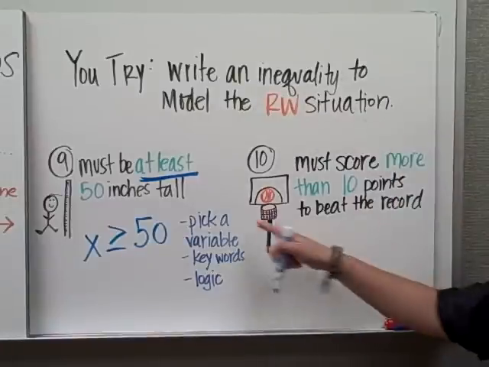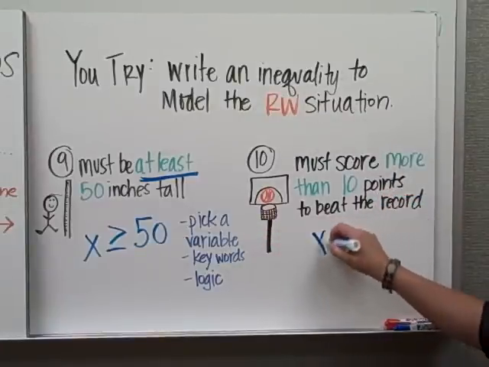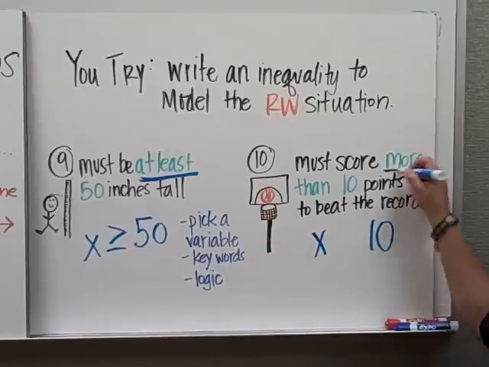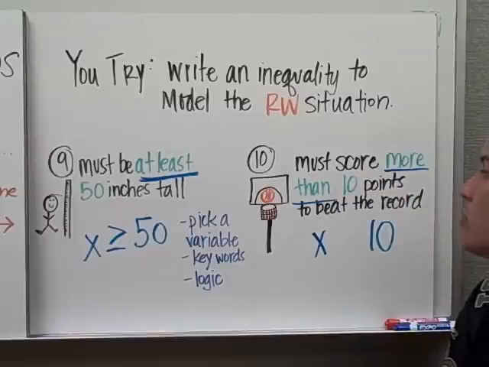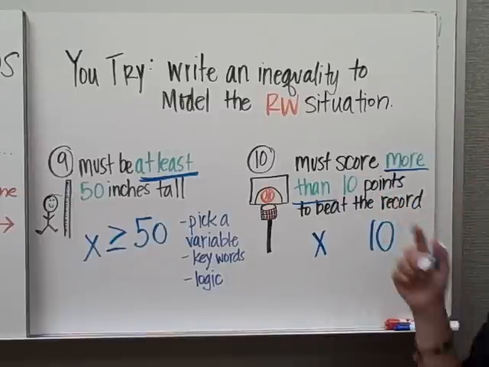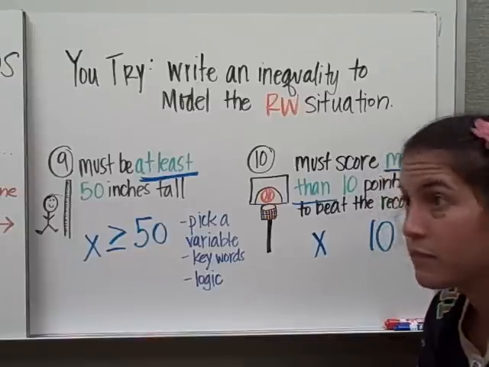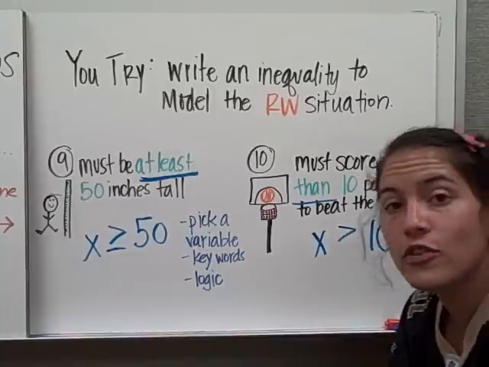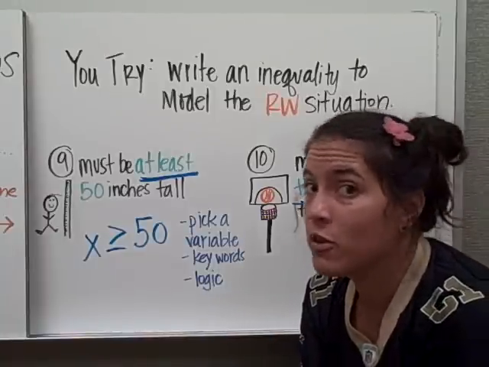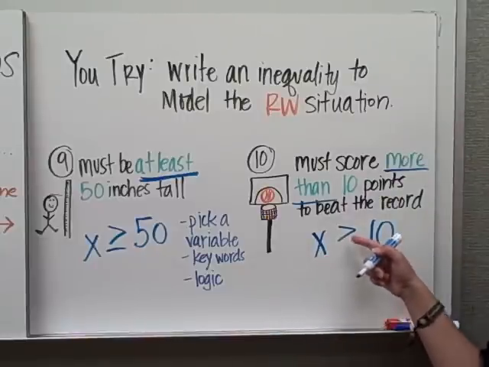Number 10, let's pick a variable. You could do P for points, but I'm just going to use X. And we know that it's 10. Now let's look for keywords. More than. That one's pretty straightforward. Let's use some logic. You're trying to beat the record. How many points do you need to score? More than 10. If you score 10, will you still beat the record? No, because you need more than 10. So this one is not equal to. It is just X is greater than 10.